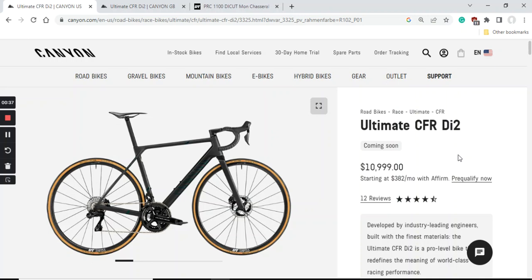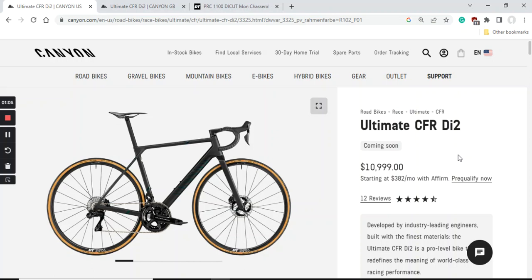As you already know, bike prices have risen significantly in the last few years, and I'm afraid that in the next few years we won't see any big decrease in the bike prices. I'm thinking for the top level of the bikes and even the entry level of the bikes, you will be paying high prices. So specifically this Canyon Ultimate CFR Di2 with retail price of $11,000.